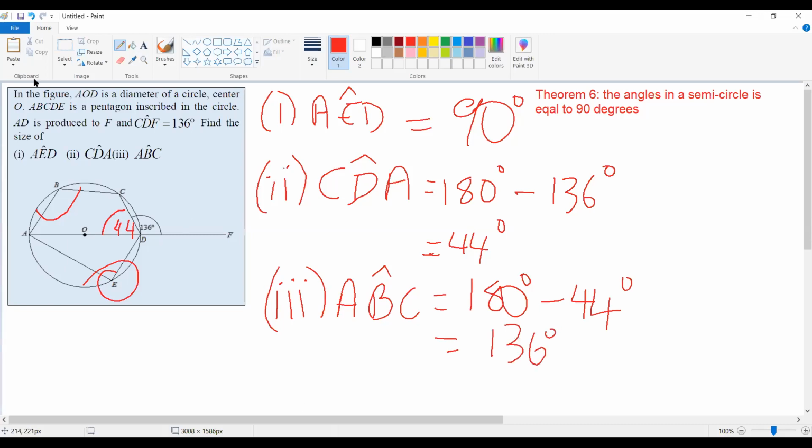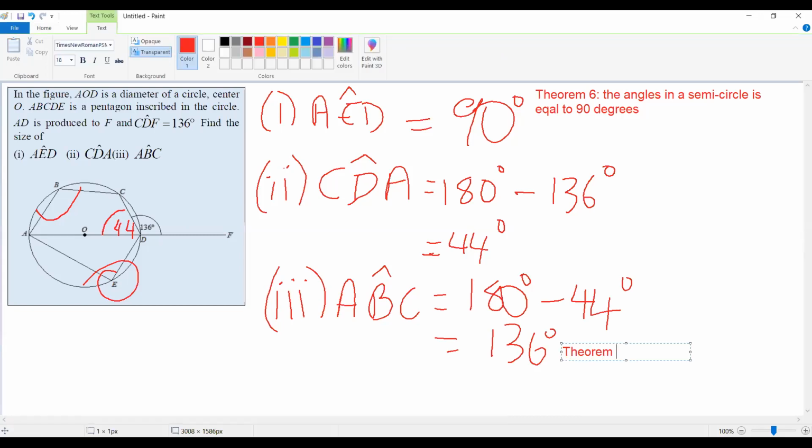Okay? Let me just put the theorem that I used here. This is theorem 6, which says that opposite angles in a cyclic quadrilateral are supplementary, or equal to 90 degrees, right? Any questions so far? You see, it's not difficult. No questions? All right.